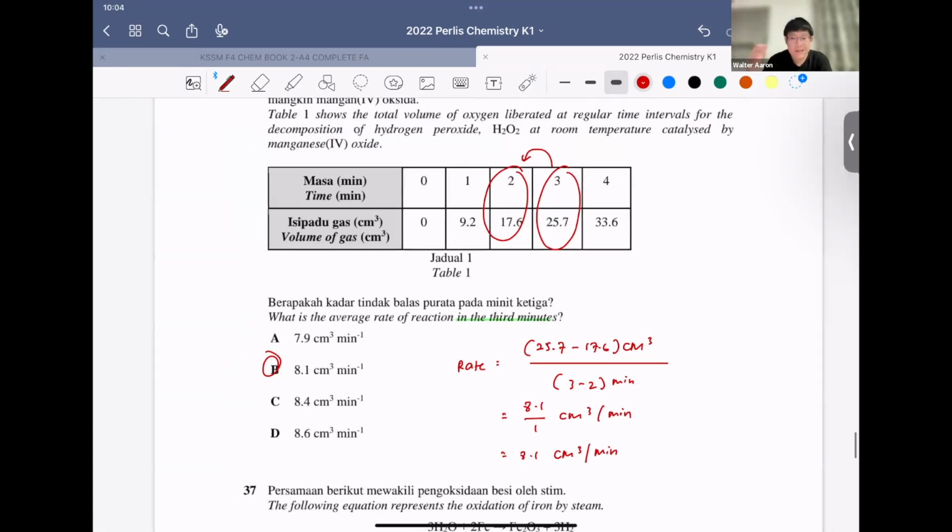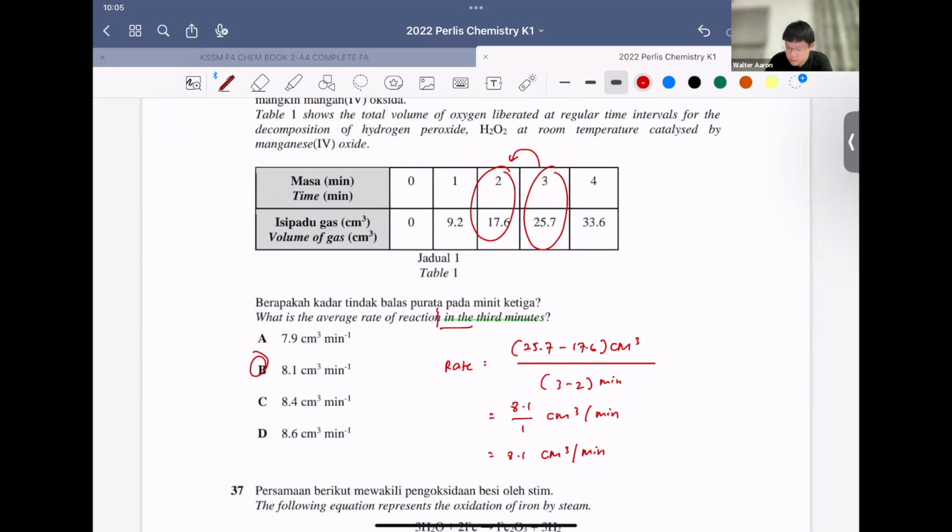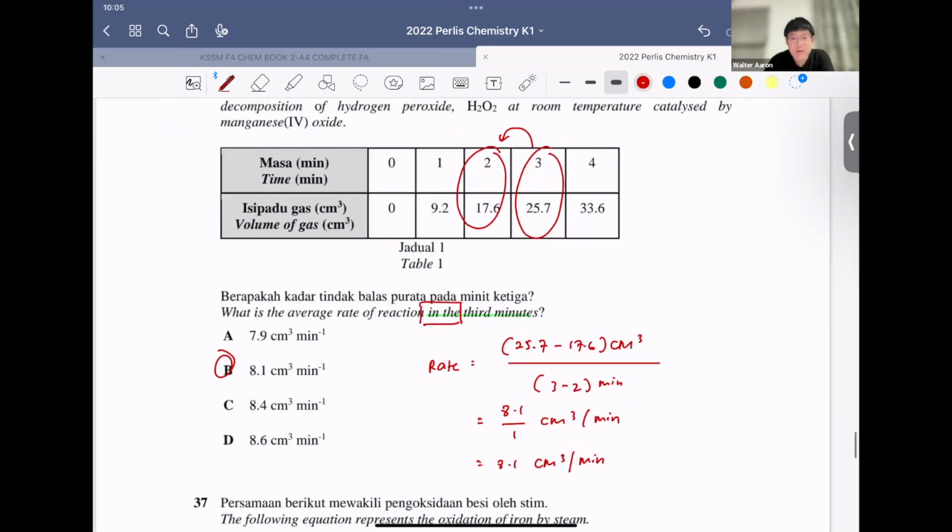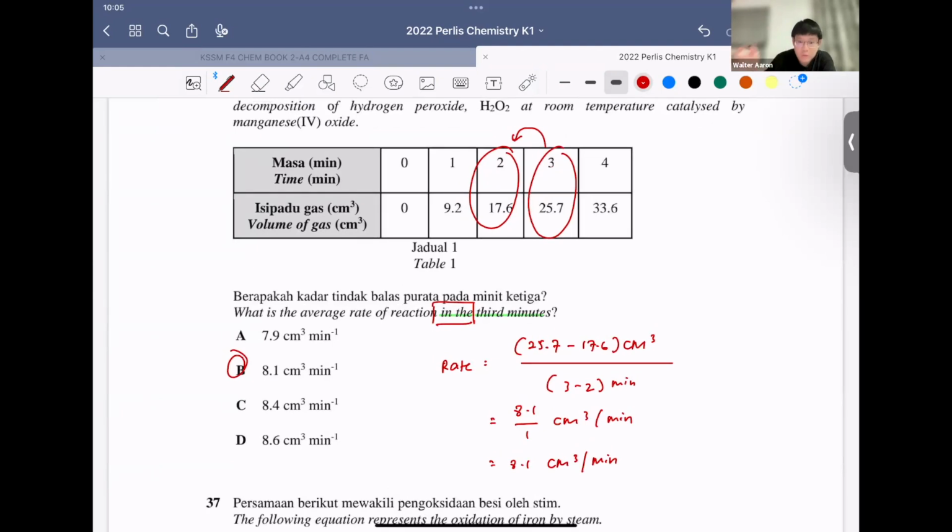So whenever I say "in the", right, the keyword here is "in the" means between 2 and 3. So you have to take the 3 and then minus the 2. Or should I say the particular data, deduct the previous one to get your answer.